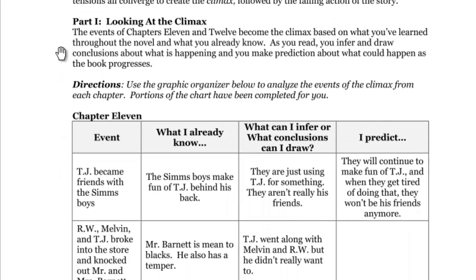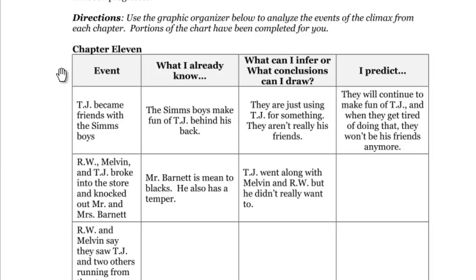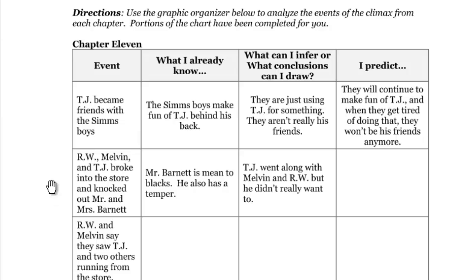The events of chapters 11 and 12 become the climax based on what you've learned throughout the novel and what you already know. As you read, you infer and draw conclusions about what is happening, and you make predictions about what could happen as the book progresses. So, the directions for this part. Use the graphic organizer to analyze the events of the climax from each chapter. Portions of the chart have been completed for you. So, you have an event, and then you have what you already know, what you can infer, and what conclusions you can draw, and then predictions you make.